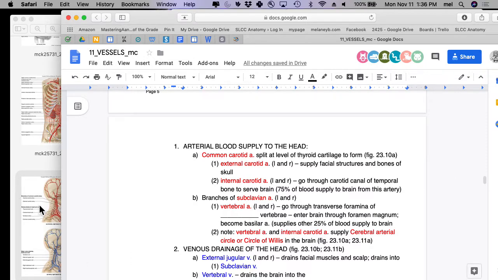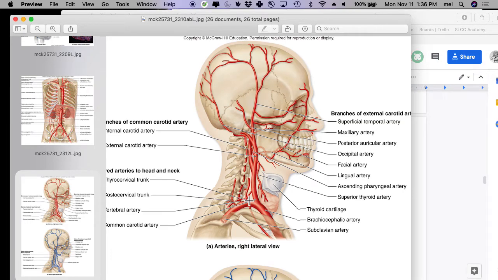So blood supply to the head is going to come primarily, but not exclusively, through the common carotid artery. Common, again, means it's going to split. This one is going to split to deliver blood to the outside of the head, the skull and the facial muscles, right? And then the inside of the head, the brain, okay?